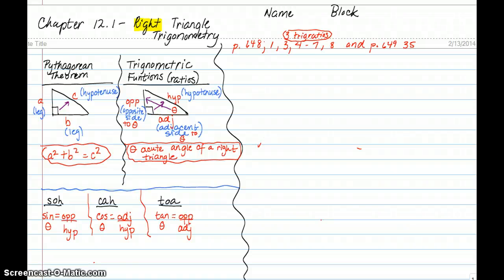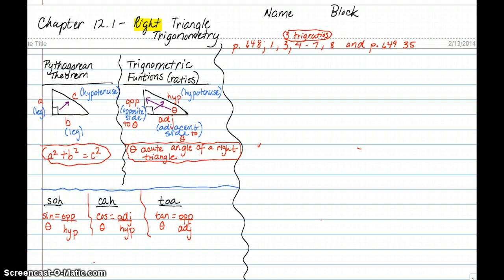This is chapter 12.1, right triangle trigonometry. Right triangle trigonometry uses ideas from the Pythagorean theorem, where you have a right triangle with the sides A, B, and C being the hypotenuse because it's directly across from the right angle. A and B are both legs. And from that, we remember the formula for the Pythagorean theorem, which is a squared plus b squared equals c squared.